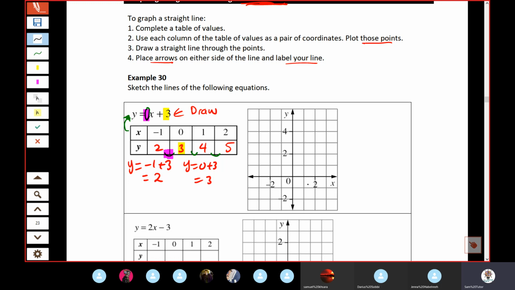All right, and then x equals -1, y is 2, x is 0, y is 3, x is 1, y is 4, x is 2, y is 5. Draw a straight line. As straight as you can. Draw your arrowheads at the end. I usually don't label them unless I've got two graphs on the same line, but let's just label it anyways. y equals x plus 3. Pretty straightforward. Any questions?